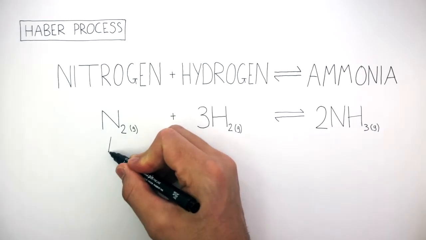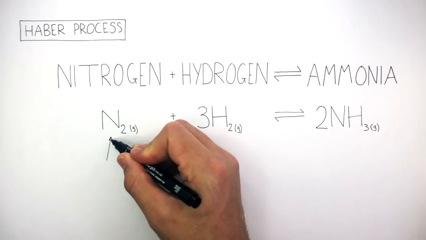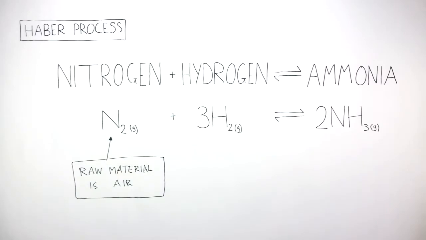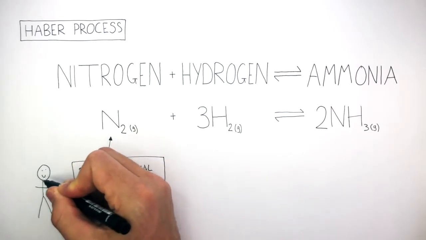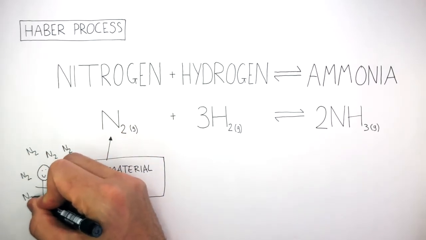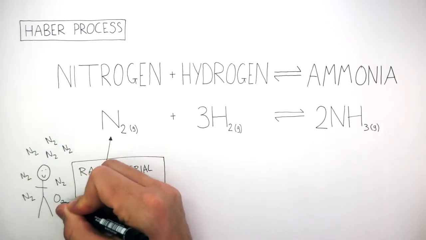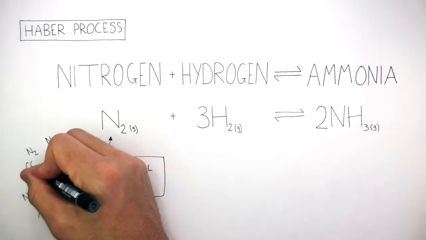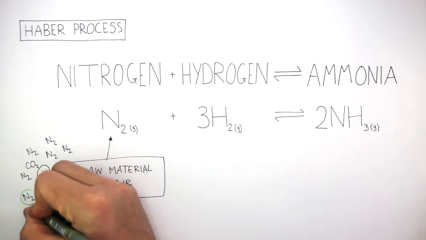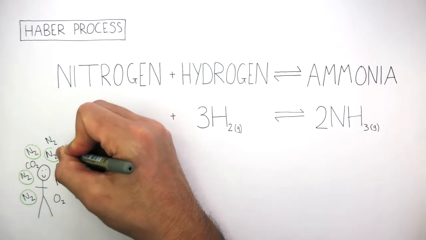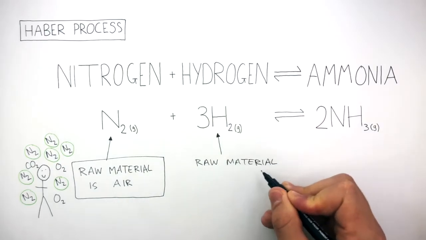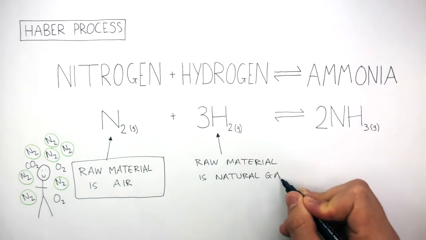The air is made up of 78% nitrogen, so the raw material for nitrogen is air. This diagram represents how there is air all around us, and within that air there is 78% nitrogen, 21% oxygen, and 0.04% carbon dioxide. So because there is so much nitrogen in the air, it makes sense the raw material for nitrogen is air, and the raw material for hydrogen is natural gas.